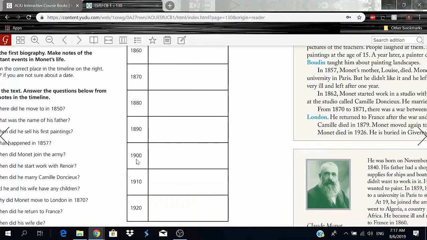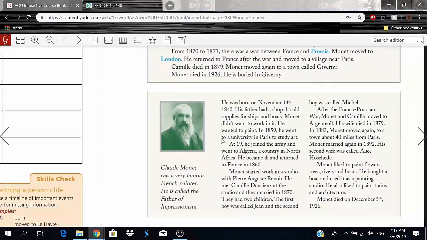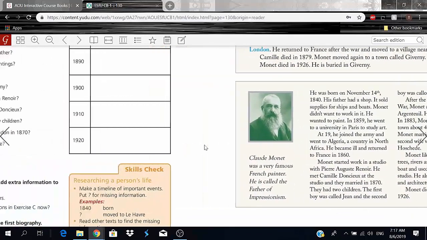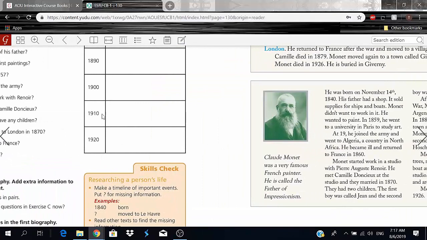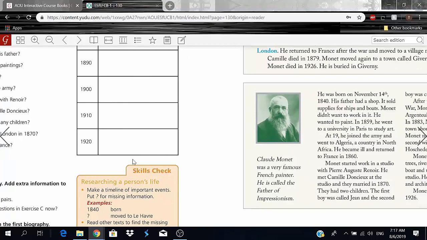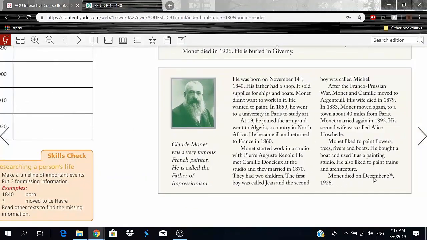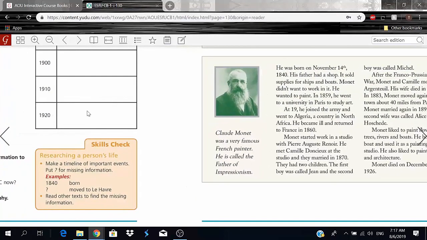And then we have the year 1900. We don't know anything about that, okay? So nothing here regarding 1900, so question mark here. 1910, a question mark as well. And finally, 1920, we know that he died on December 5th, 1926, but there's nothing related to 1920 at all, so we'll probably just add a question mark here as well.